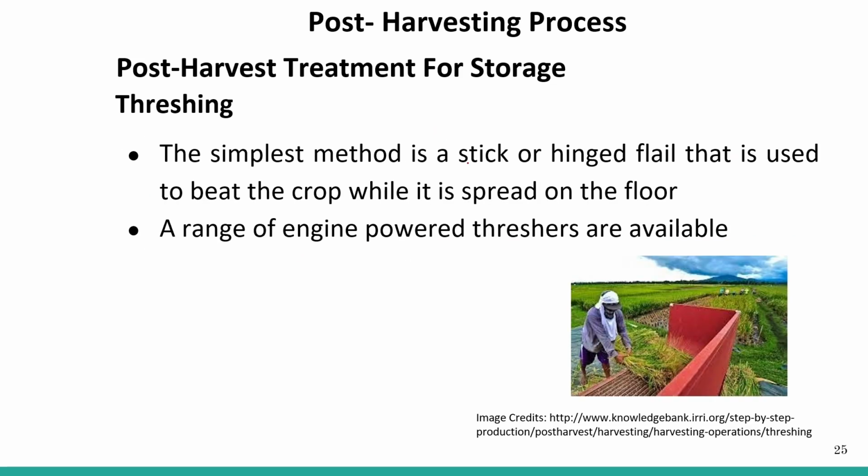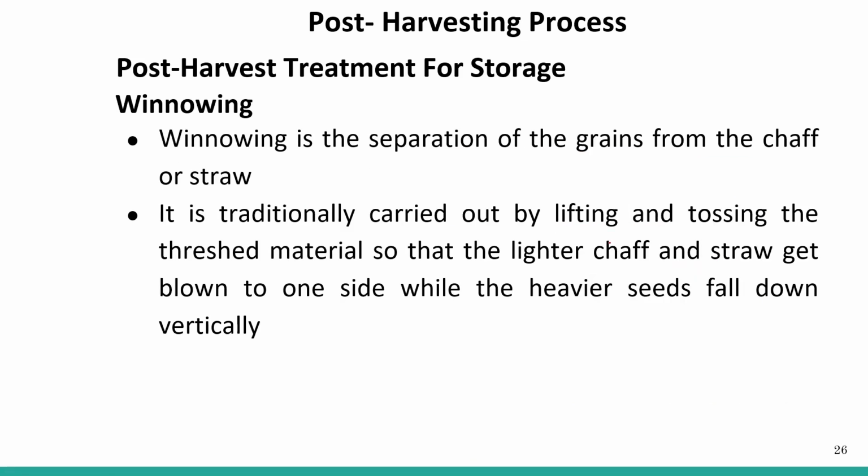The simplest method is a stick or hinged flail that is used to beat the crop while it is spread on the floor. So here you can see the farmer beating the whole plant, and by beating, the seeds are removed from the plant. A range of engine powered threshers are also available for this particular task.